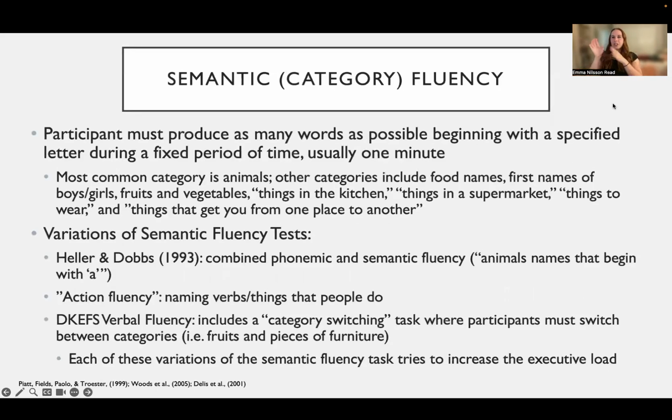So now switching gears a little bit to the semantic fluency. We talked about this before as well. The participant needs to produce as many words as possible, this is wrong. It's not beginning with a specified letter. It's that are involved in a specific category.